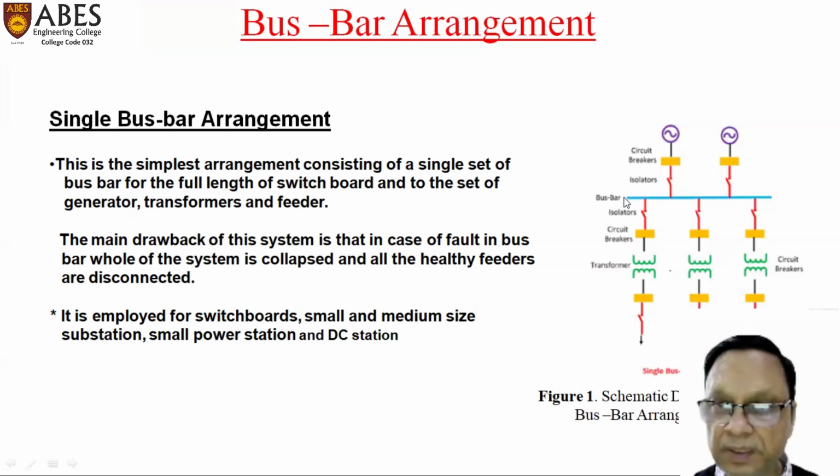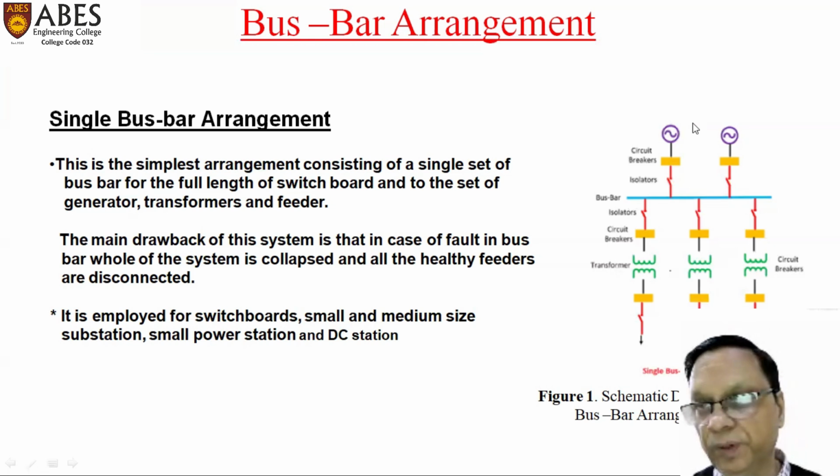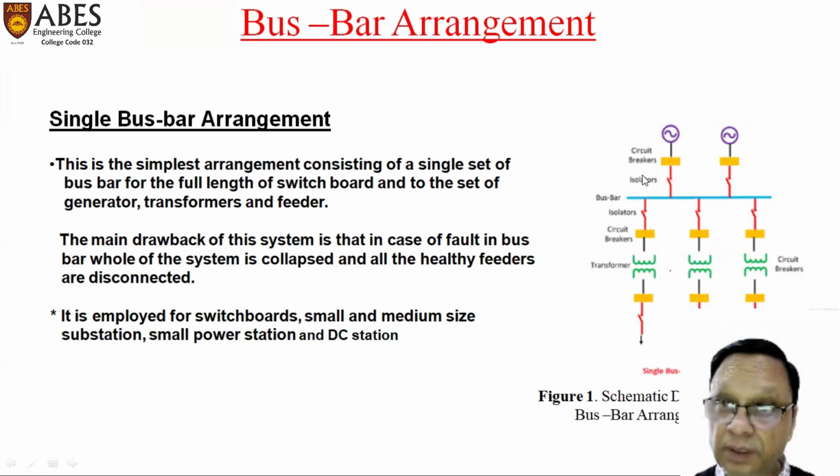The important part is this blue line, which is nothing but the bus bar. At this bus bar, whatever the generating voltage is, maybe 440, maybe 400 volts, maybe 11,000, that voltage will be available throughout the bus bar. And from there we can connect any number of loads. Any outgoing feeders can be connected as per the requirement.